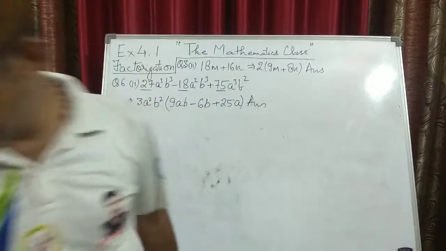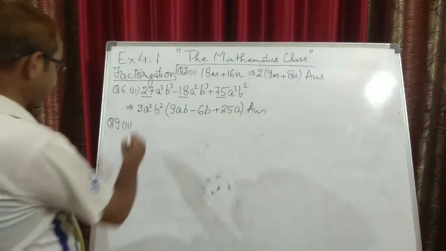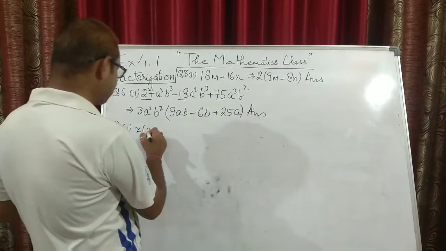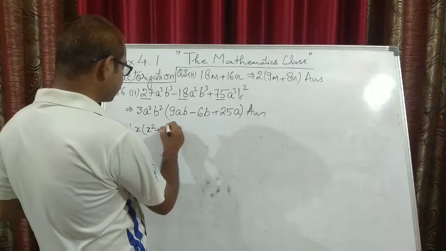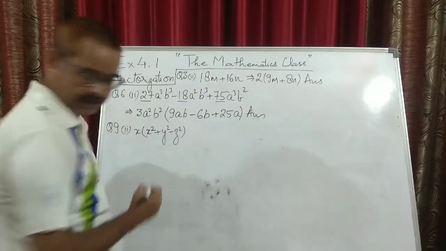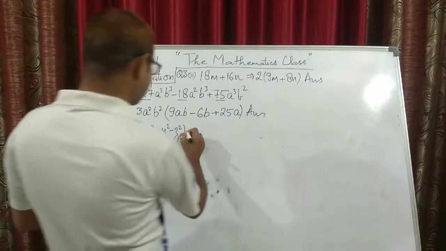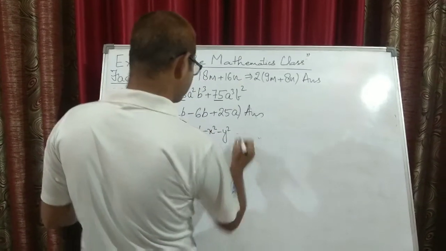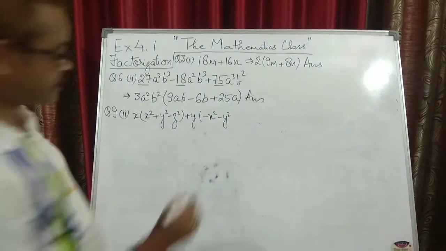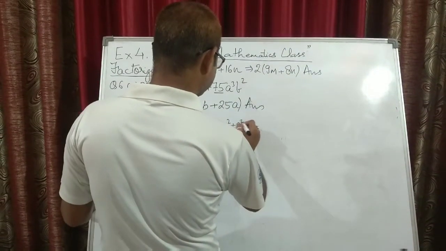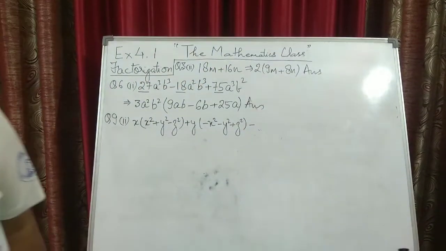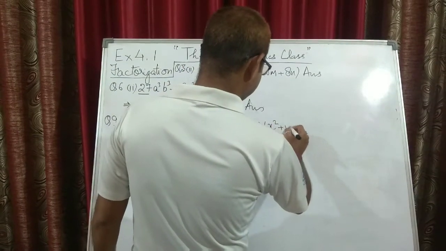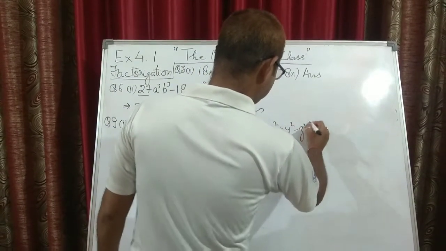So first I'm taking one more question, the 9th question, second part: x times (x square plus y square minus z square) plus y times (minus x square minus y square plus z square) minus z times (x square plus y square minus z square).